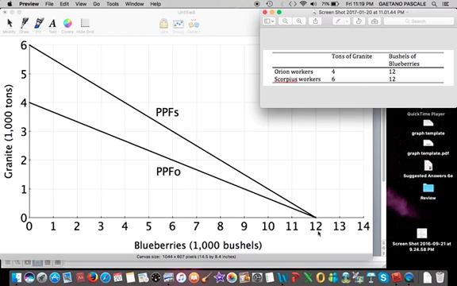And if we do the same thing for Scorpius, each worker is capable of producing 6 tons of granite per month. There's 1,000 workers. So if all the workers are producing granite, production of granite will be 6,000 tons. And on the opposite end of the spectrum, if all the workers in Scorpius are used for blueberry production, each worker can produce 12 bushels of blueberries a month multiplied by 1,000. And that gives us the 12,000 bushels of blueberries for that end.